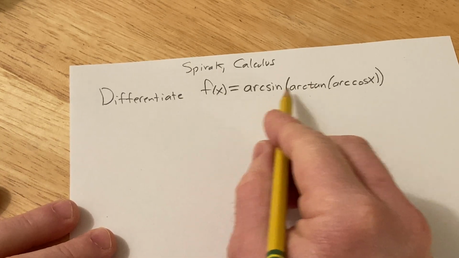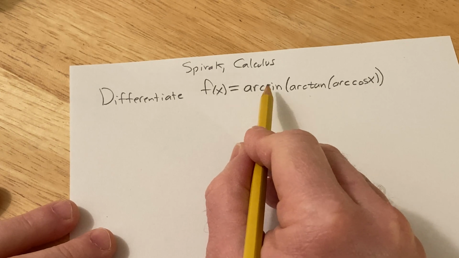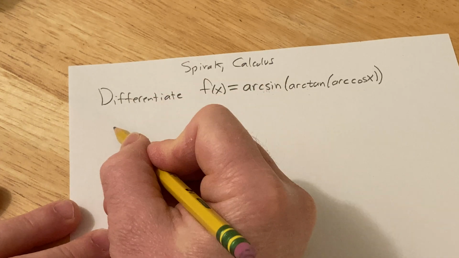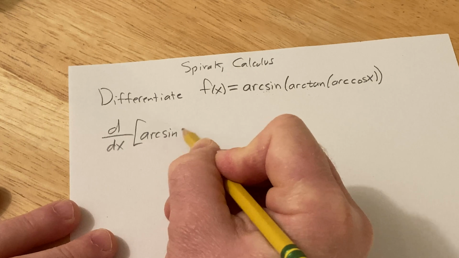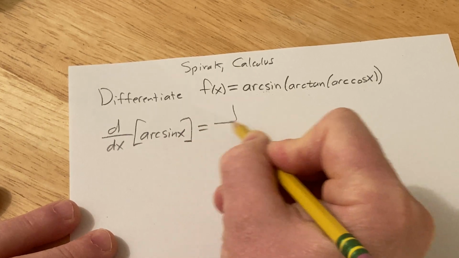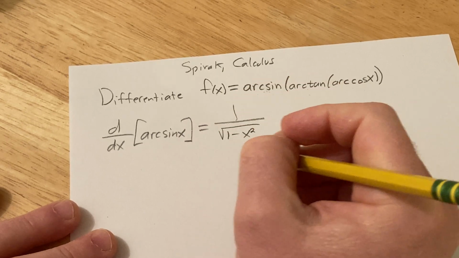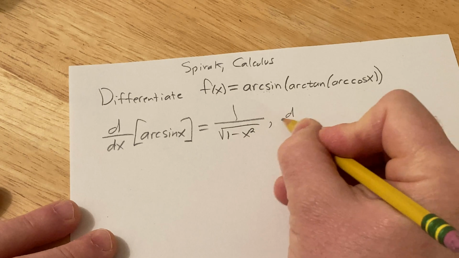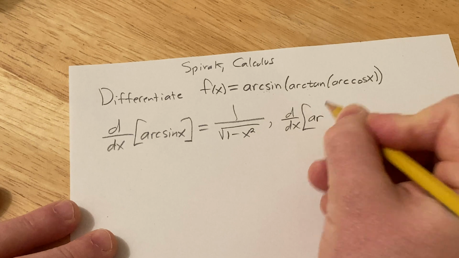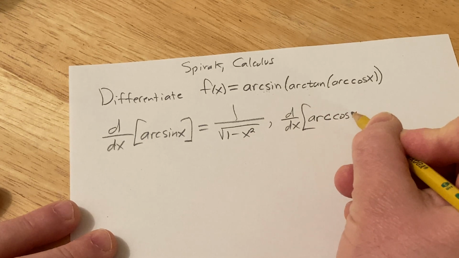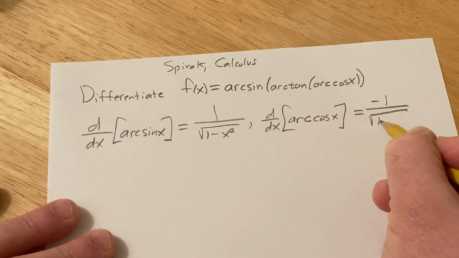Okay, so before we do this problem, we should know what the actual formulas are for the derivatives of arcsine, arctangent, and arccosine. If you have the derivative with respect to x of the arcsine of x, the formula is 1 over the square root of 1 minus x squared. For arccosine, it's very similar. You basically just put a negative sign on this formula, so very easy to remember. The derivative of arccosine of x is negative 1 over square root 1 minus x squared.